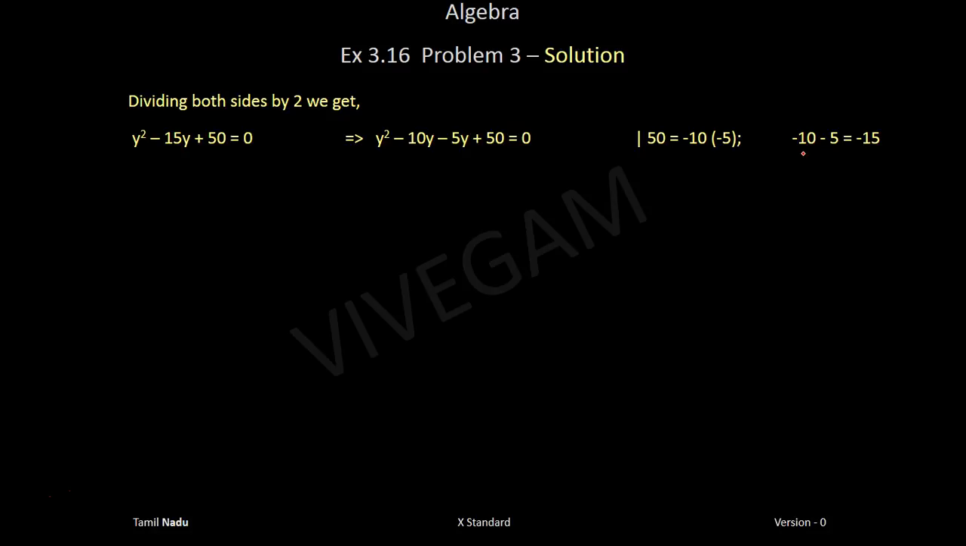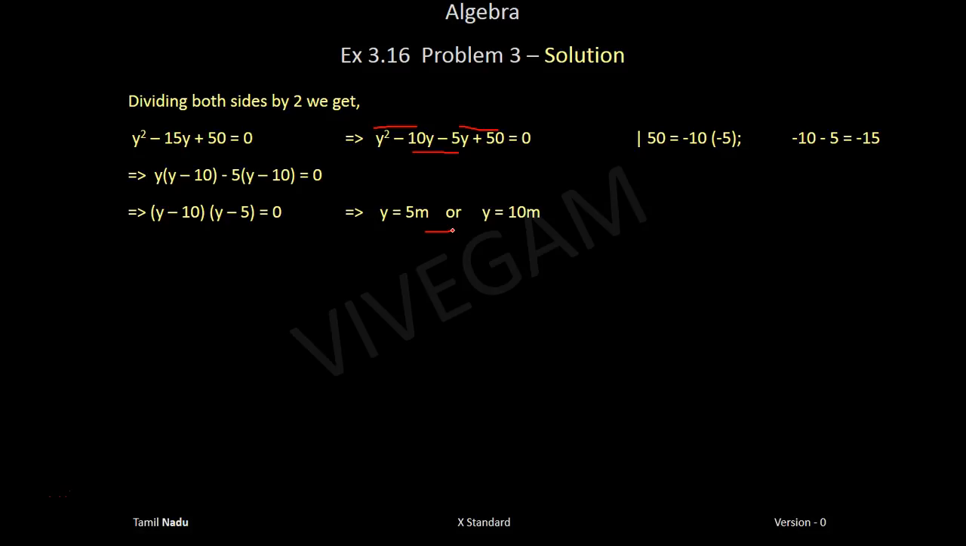So minus 15y can be written as minus 10y minus 5y. And that is what is done here. Minus 15y is rewritten as minus 10y and minus 5y. So y can be taken commonly out, and minus 5 can be taken commonly out from these two terms. When you take y commonly out, you get y minus 10, and when you take minus 5 commonly out, you get y minus 10. So y minus 10 you can take commonly out, you get y minus 5 equals 0. So y will be equal to 10 or y will be equal to 5.